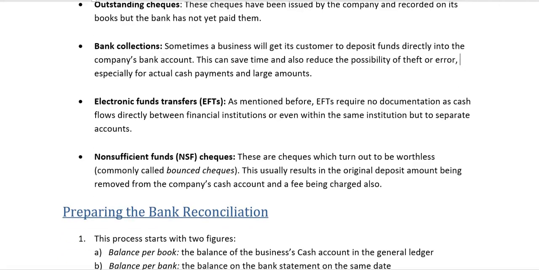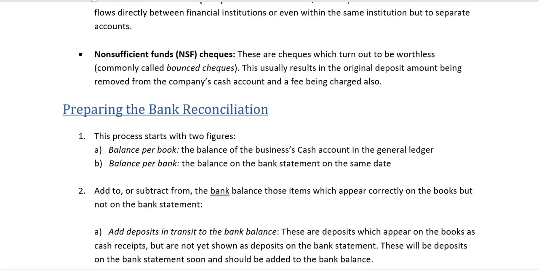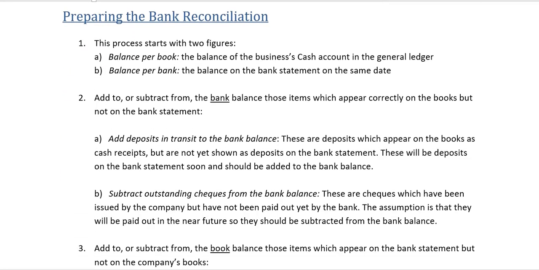So let's jump into actually preparing the bank rec. So we'll go through these steps and then you'll try the bank rec and we'll cover it in the next video. So the process starts with two figures, balance per book, the balance of the business's cash account in the general ledger, and the balance per bank, the balance on the bank statement on the same date.